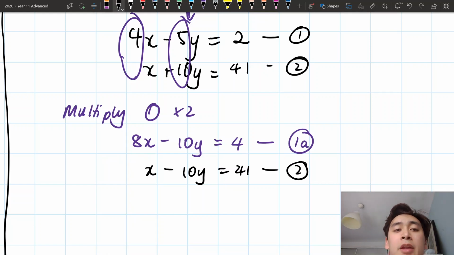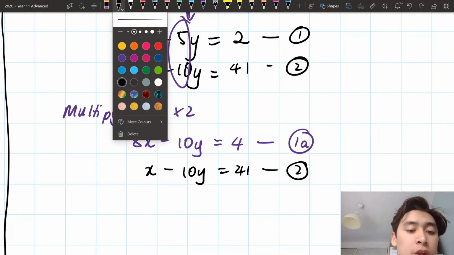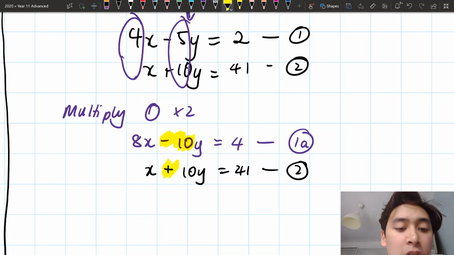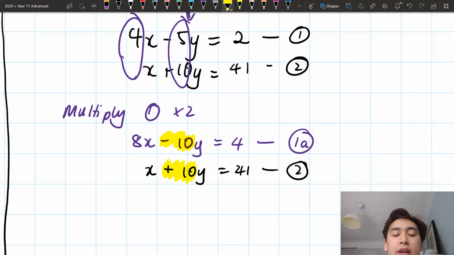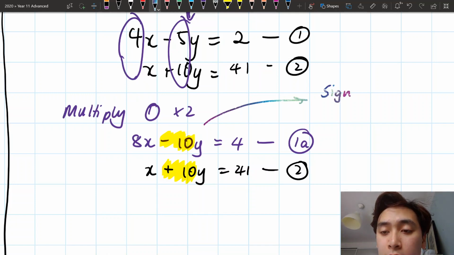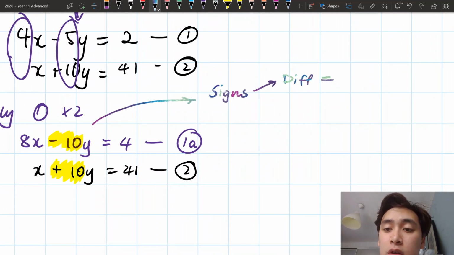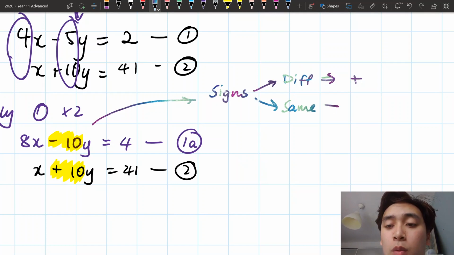When I'm doing the elimination method, what I want to do is either add or subtract my two equations based on the sign of the matching coefficient. So what we want to do here is look at the matching coefficients. Here I've got a minus 10, and here I've got a plus 10 for that second equation. So the trick here is if the signs are different, you add the two equations. But if the signs are the same, we subtract.